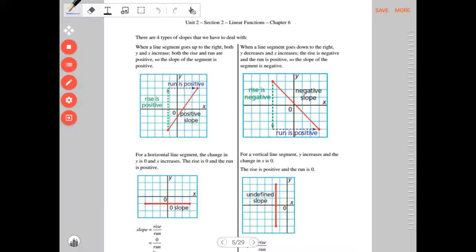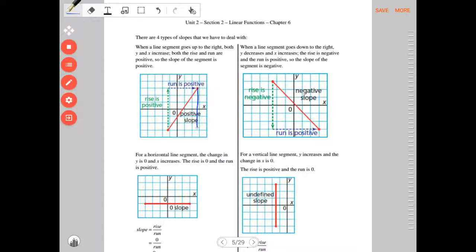All right, moving on. There are 4 types of slopes that we have to deal with. When a line segment goes up to the right, both the x and y increase. So both the rise and the run are positive, so we call this slope positive. So this is a positive slope right here. Awesome. Positive slope. We can also start at the other end.